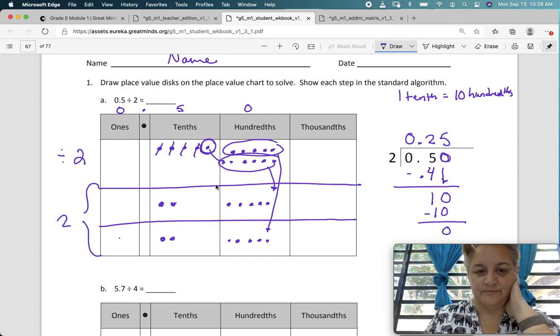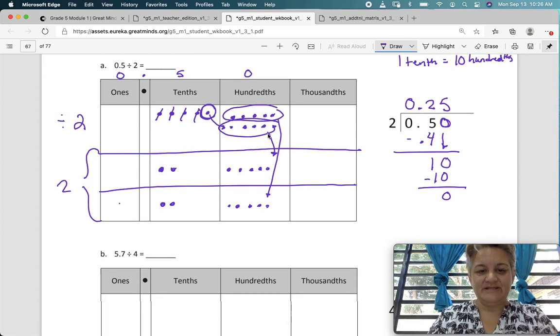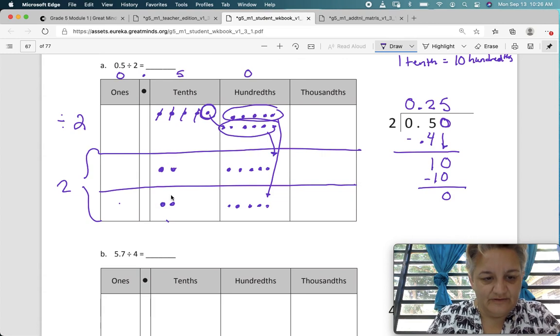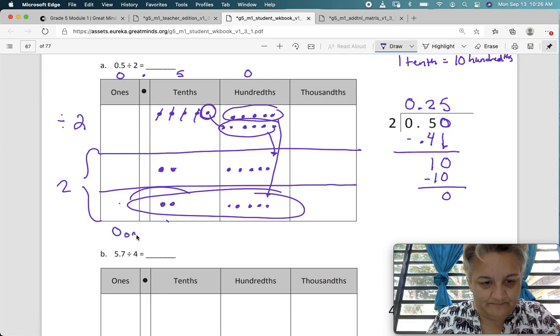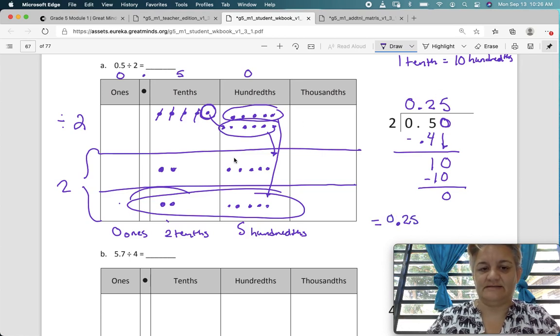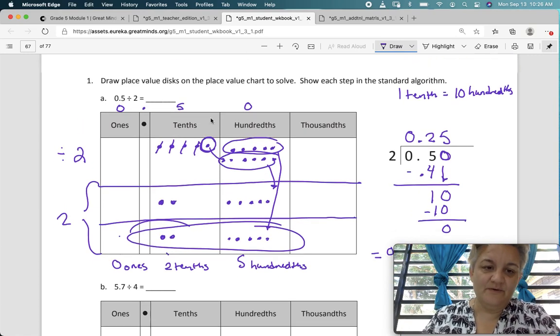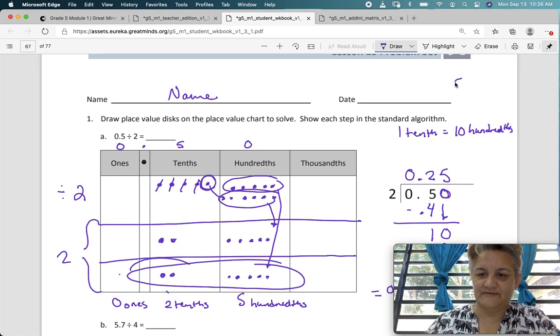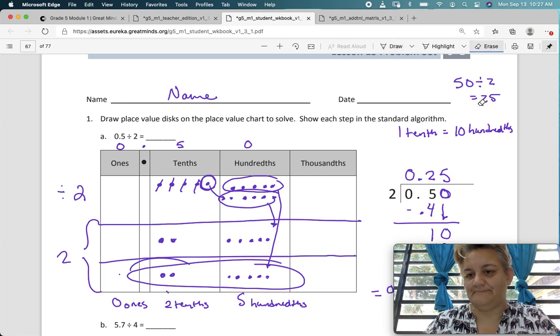So what's my answer now? Because I had to go into the hundredths, I have 0 ones, 2 tenths, and 5 hundredths, which equals 25 hundredths. So there's my answer. If you want to practice this without the decimals, 50 divided by 2 equals 25, and we just add the decimals. Figure that out.